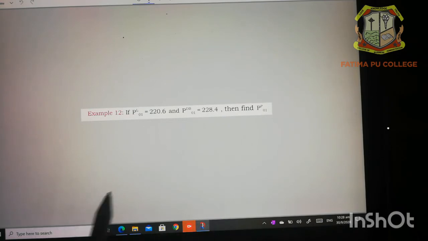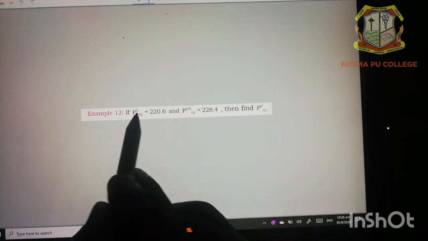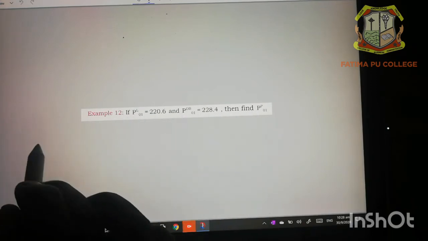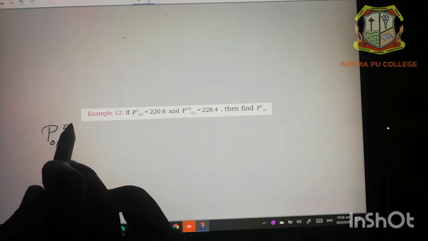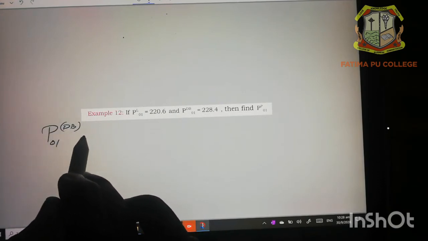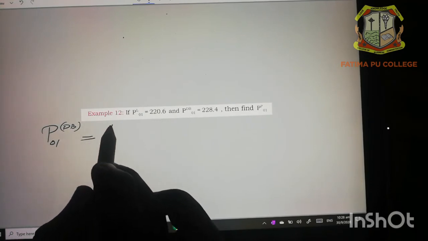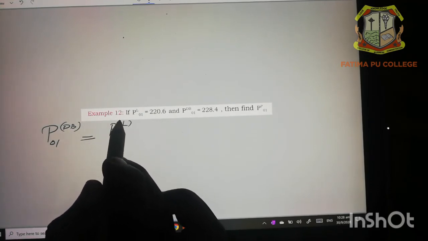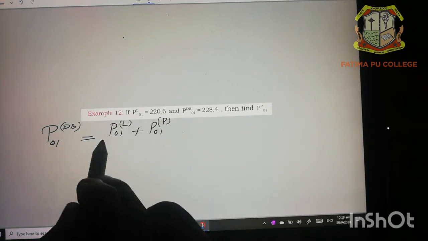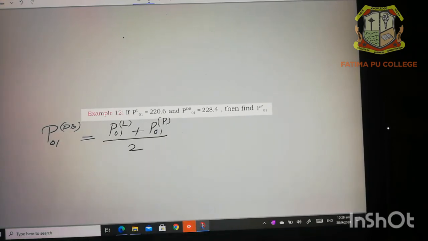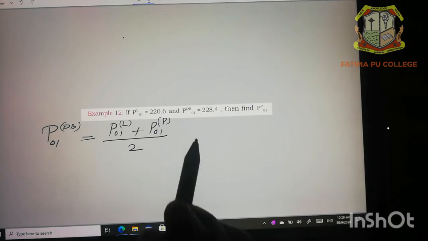Okay, so first thing, let's understand what is the relationship between these three. The relationship is given with this formula, that P01DB, that is Dorbish-Bowley index number, is the arithmetic mean of Laspeyres' and Paasche's. Is it right? Laspeyres' and Paasche's. This is what we have. Clear? Now let's substitute those values here.